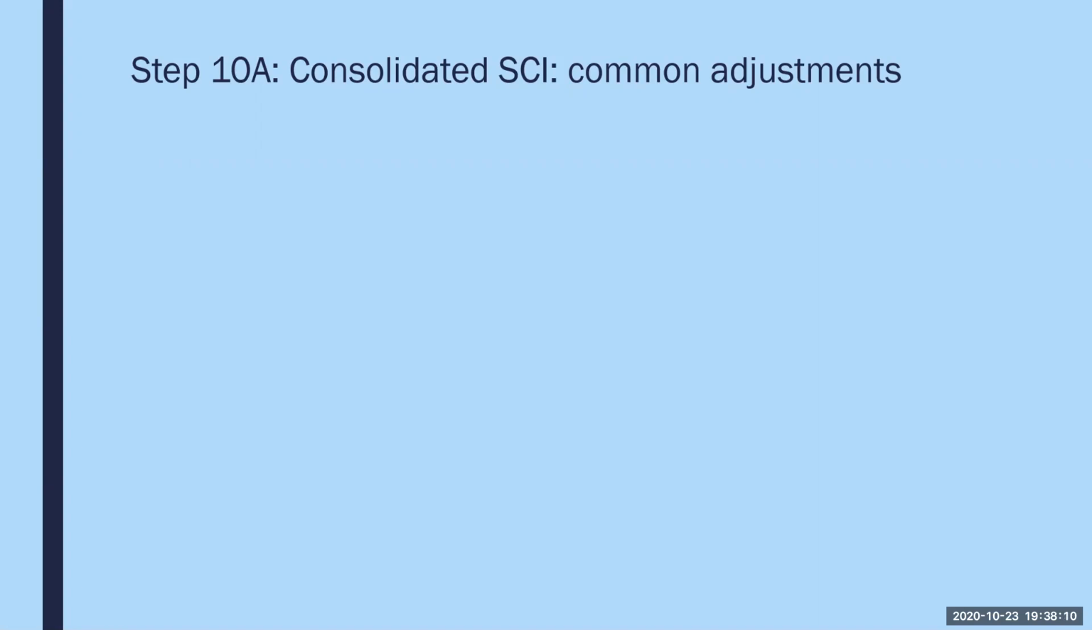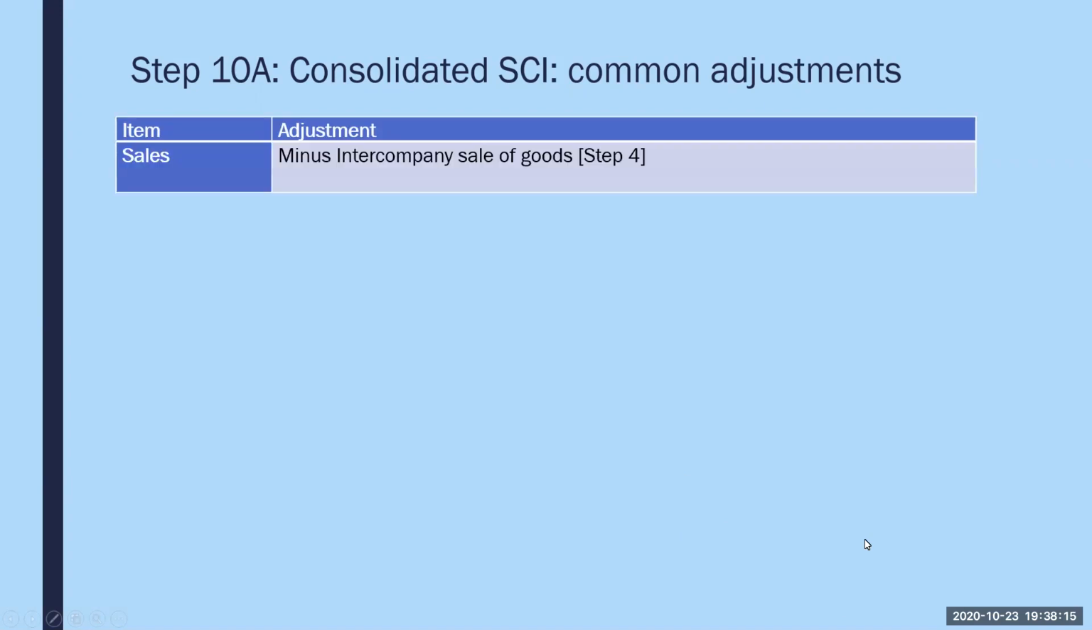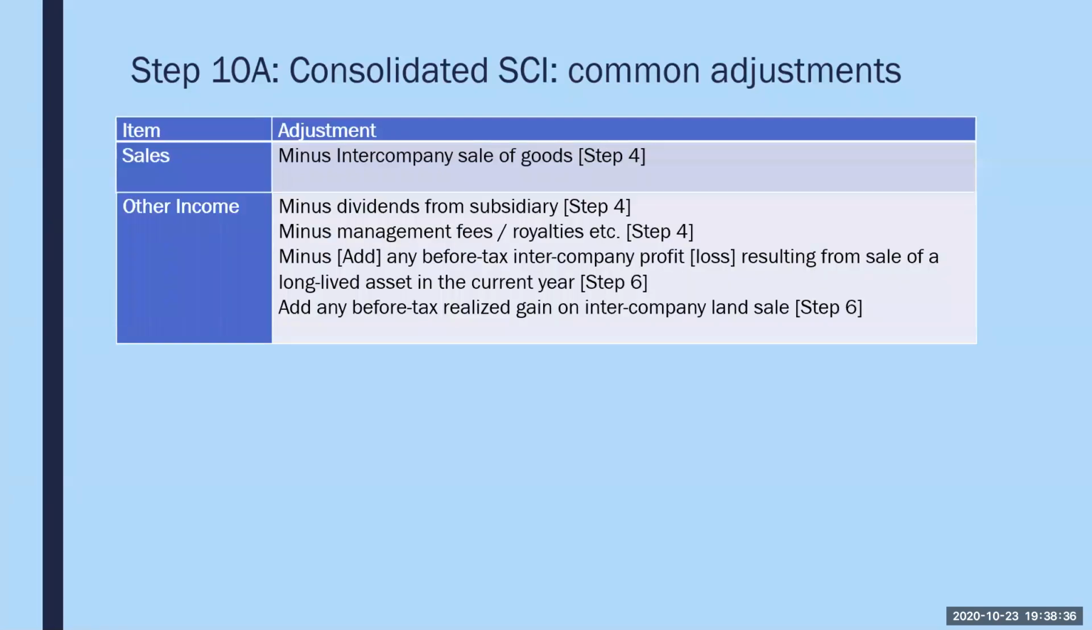Preparing the consolidated statement of comprehensive income, here are some of the common adjustments. First up, to consolidated sales, you must make an adjustment. You must subtract the intercompany sale of goods. So if there was an intercompany sale of goods identified in step 4, you will subtract that amount from sales. From other income, you will make adjustments for dividends received from the subsidiary. These have to be eliminated, so you subtract. Any intercompany management fees, royalties, etc. charged, you need to eliminate, so you'll subtract that amount.